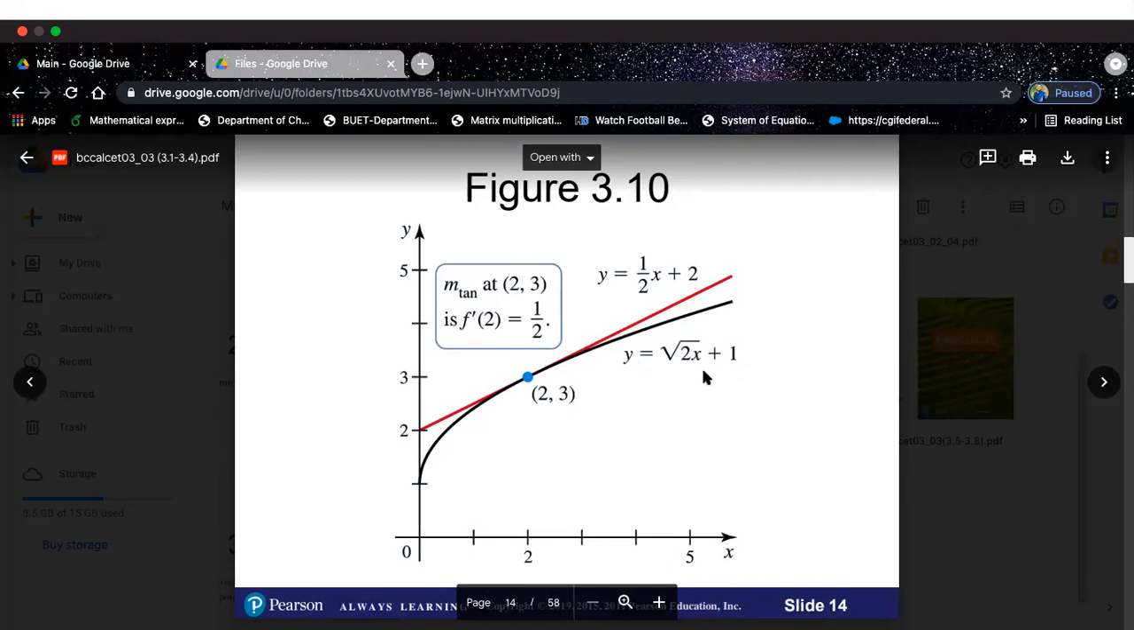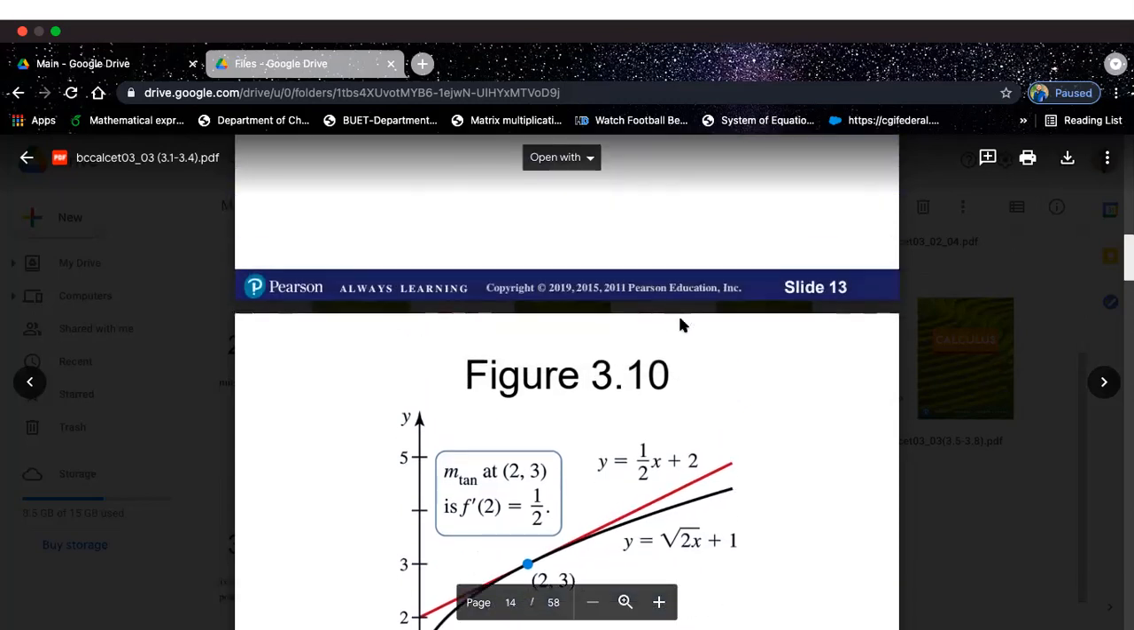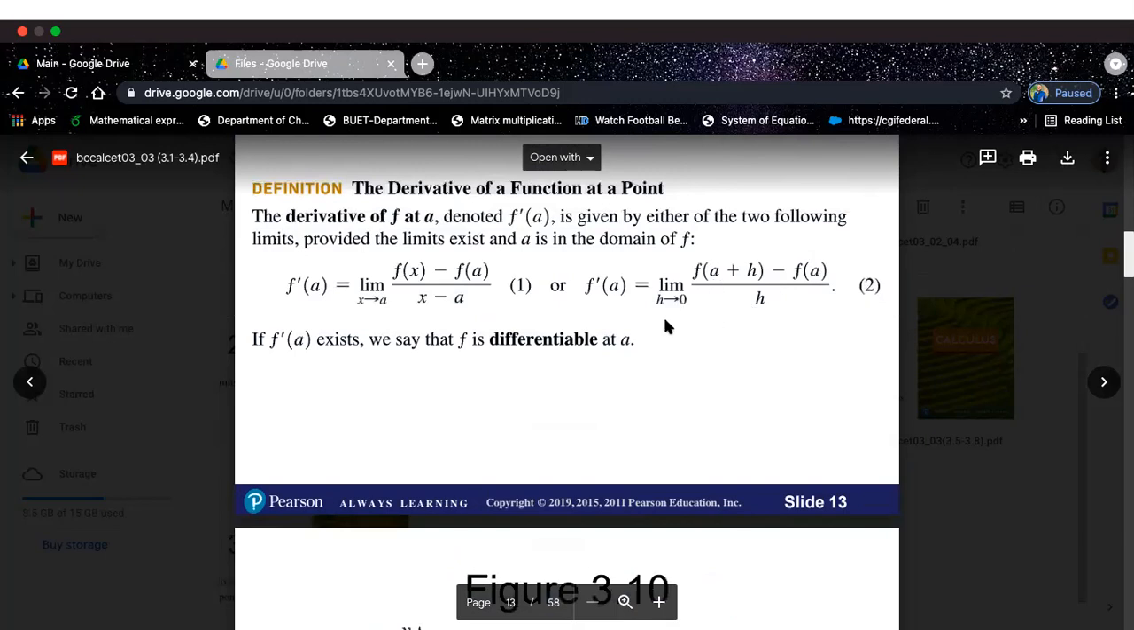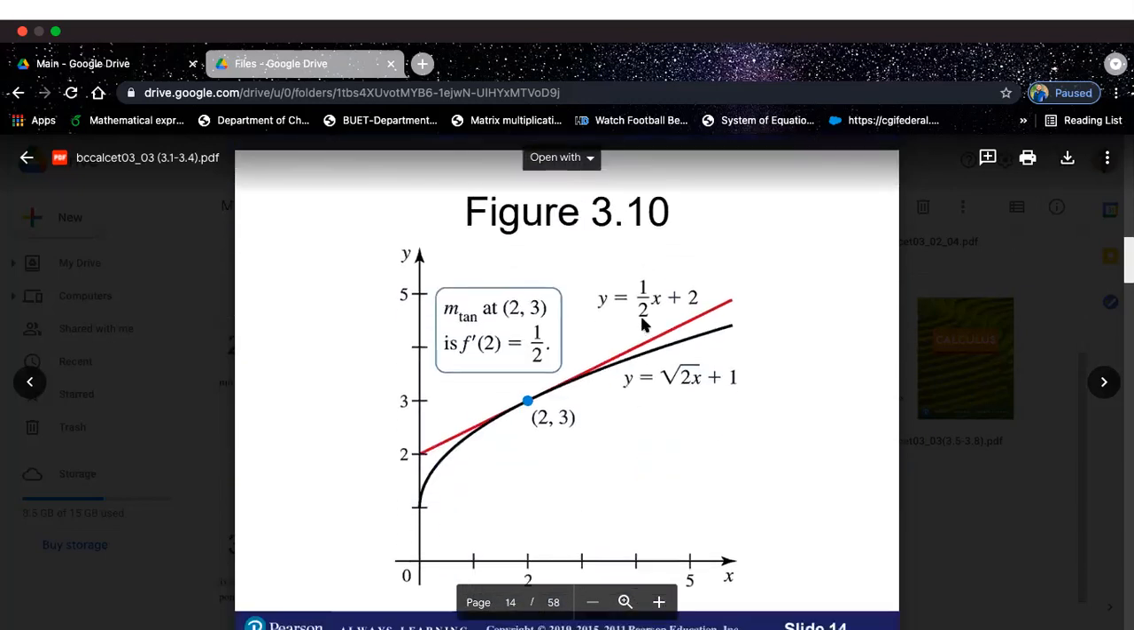This one, yeah, this is your function: y equals the square root of 2x plus 1. And for a function like this, you'll be asked to find the first derivative, or the derivative at a given point, let's say at 2.